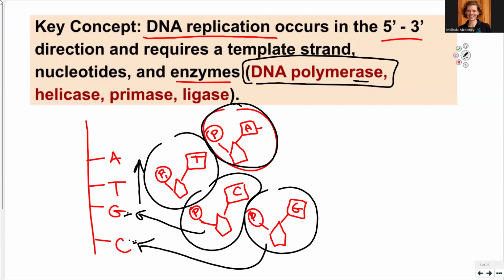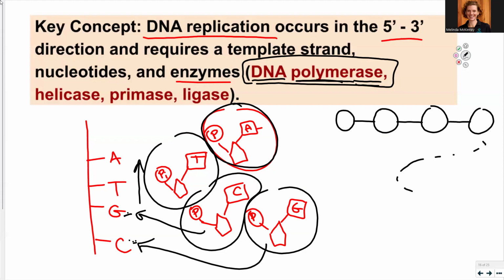One is called DNA polymerase. ASE on the end indicates it's an enzyme. It's making DNA into a polymer. So remember, if you put a lot of monomers together, you've got a whole bunch of building blocks, you link them together with covalent bonds into a really long molecule. That molecule is called a polymer. Right? So polymers are made up of monomers. So DNA polymerase is a big enzyme that's going to catalyze this reaction. A couple other enzymes that you'll be responsible for are helicase, again, ASE on the end, primase, and ligase, all indicating that they are enzymes involved in the process.